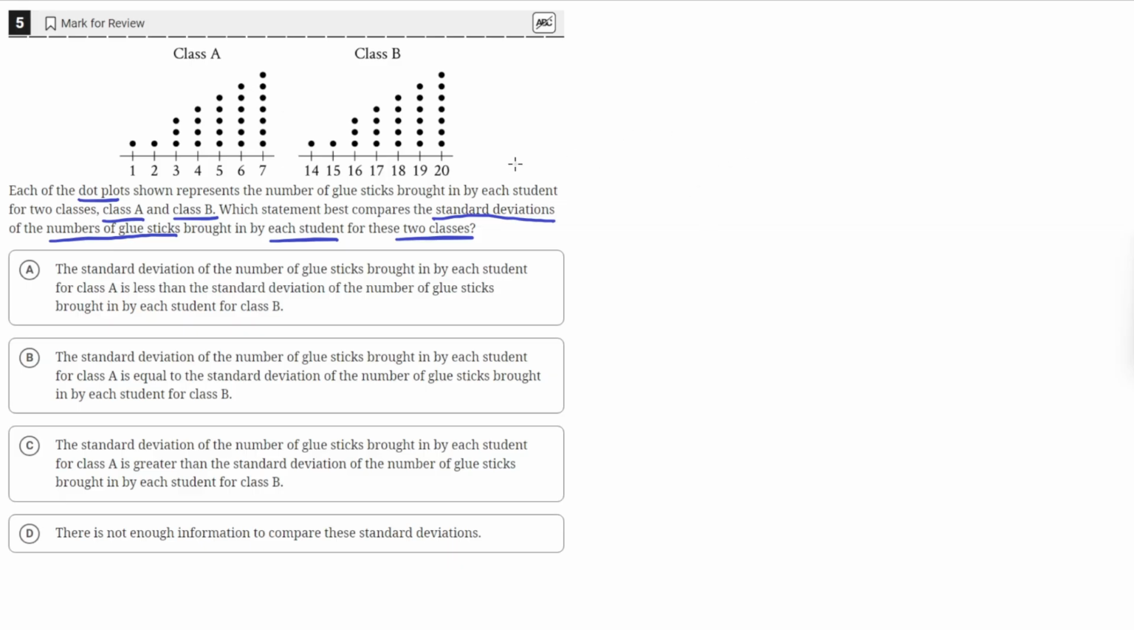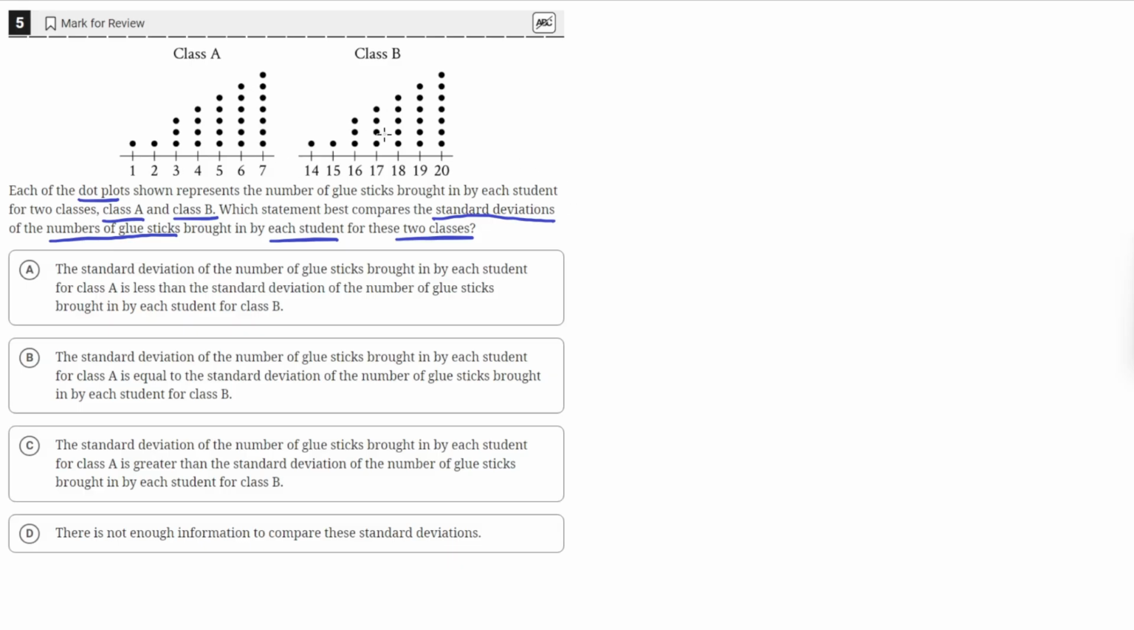So the standard deviation really just measures the level of how spread the data points are. And if we look at the shape of the dot plot for Class A and Class B, the shape is identical. We see that it starts off low and increases. And the dots are actually identical for both. The only difference is that the numbers on the scale down here are different.